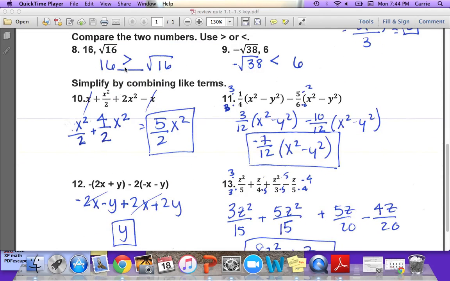For 8 and 9, again, if you don't know that the square root of 16 is a whole number, it's 4, type it in your calculator and get the approximate decimal answer for something like the square root of 38 to figure out if it's less than or greater than.